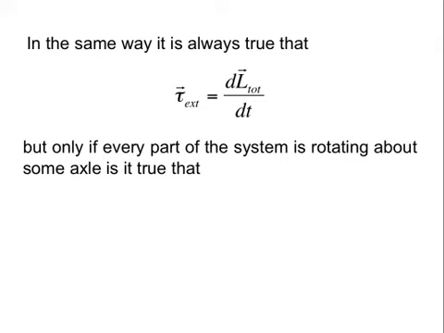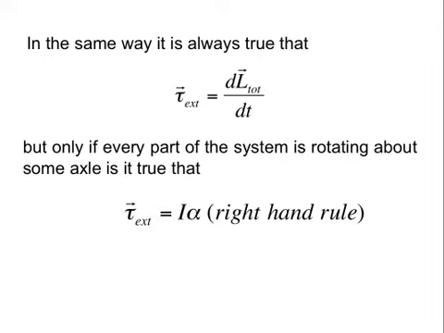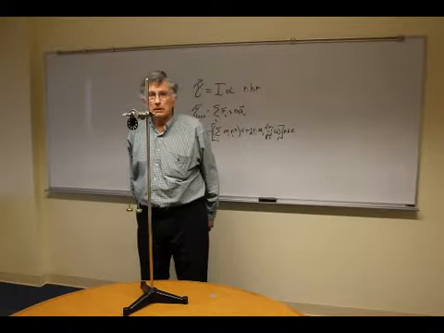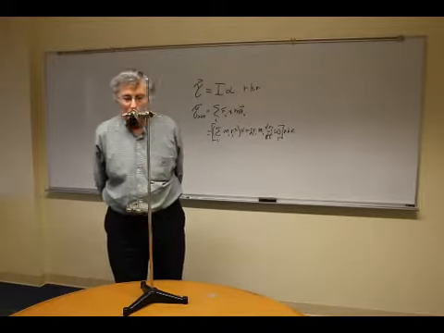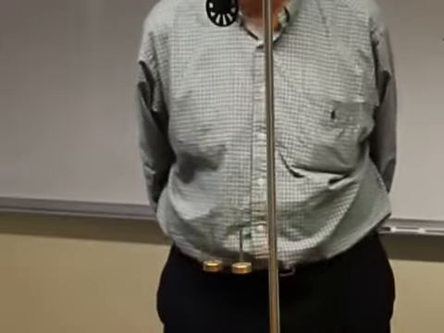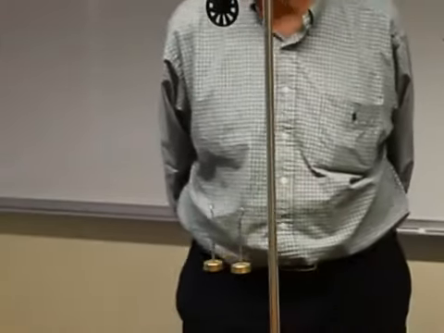In the same way, it is always true that the external torque gives the time derivative of the total angular momentum. But only if every part of the system is rotating about some axle is it true that the external torque is the moment of inertia times alpha, right-hand rule. Fortunately, this is a situation that does exist in many real and important systems. This is a nice, simple system, could be a problem on an exam, and it shows the pitfalls of using an equation without knowing where the equation came from.